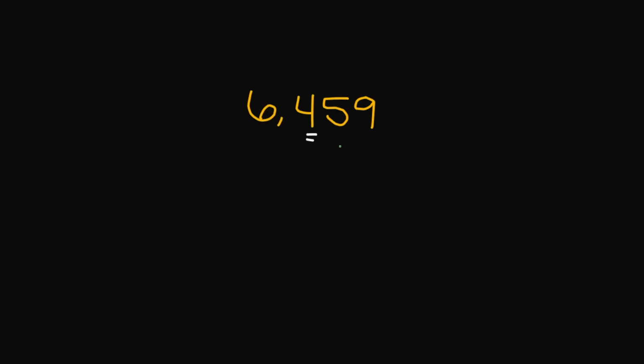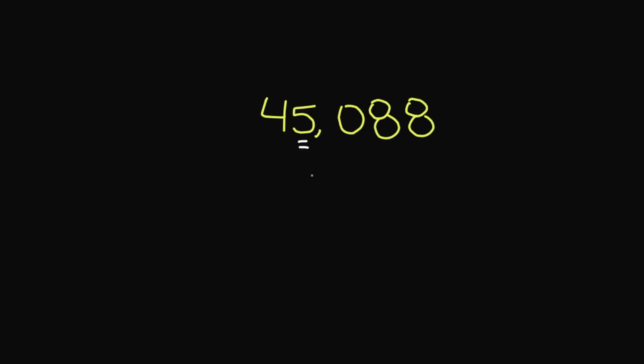In this example here, 6,459, the place value for the 4 is going to be your hundreds place. So you have your ones place here. This is your ones place, your tens place, hundreds place, and then your thousands place right here.